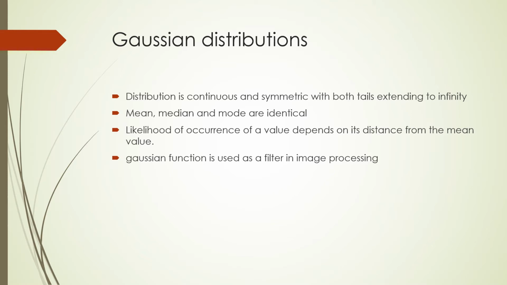If we think of it as a probability distribution, then we can say the likelihood of occurrence of a value depends on its distance from the mean value. An application of the Gaussian function is its use as a filter in image processing. Gaussian filters are used for Gaussian smoothing or image processing to reduce image noise, but this also reduces detail.